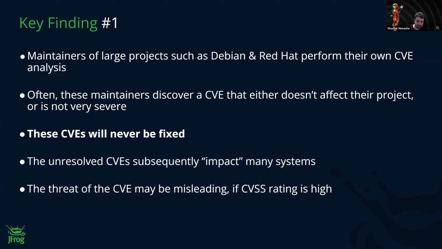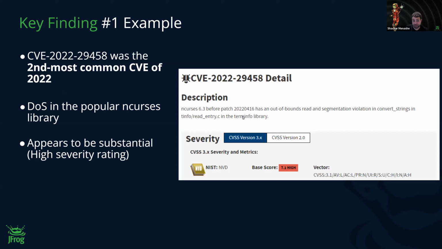Each new artifact that is uploaded, or each new image that you scan, will still have this CVE because it's never fixed. And what we discovered is that the threat of the CVE is maybe misleading, because a lot of the time it gets a high CVSS rating, but in reality it has a low impact, and that's the reason it was never fixed. So for example, we can look at CVE-2022-29458. It's a CVE in Ncurses. It's a very popular library. It's a denial of service.